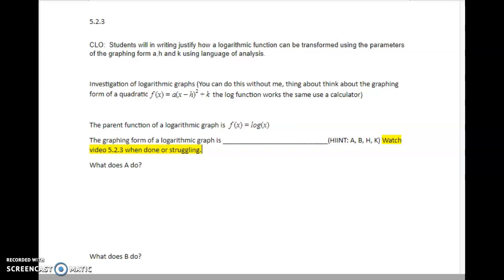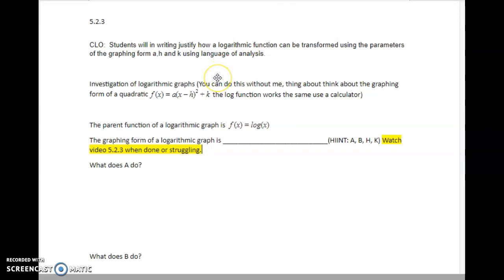Investigation of logarithm graphs. And you guys should be able to do this without me. You just got to think about what you remember from the quadratic form, right? f of x equals a times the quantity of x minus h squared plus k. And the log function works the same way, and you can use a calculator to investigate this. But if you're at this point, I'm going to assume that you have already done this or you are struggling. So the parent function of a logarithm is listed right here.